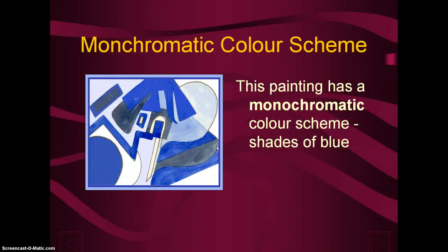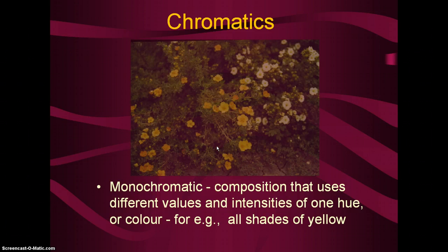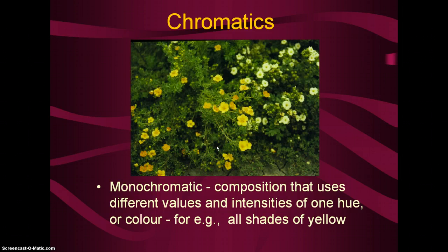Now another notion is whether you have monochromatic or polychromatic color schemes. This is a monochromatic color scheme which is based on different shades of blue. So that's called monochromatic, and sometimes people use that in landscaping, creating a whole bed of different shades of pink or different shades of yellow and so on. Here's an example of a monochromatic with different shades of yellow. They're different intensities and values of one particular hue.